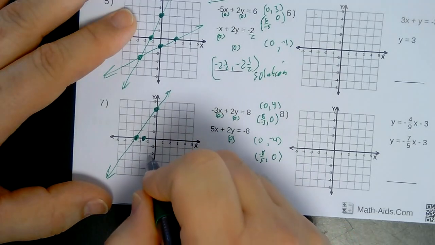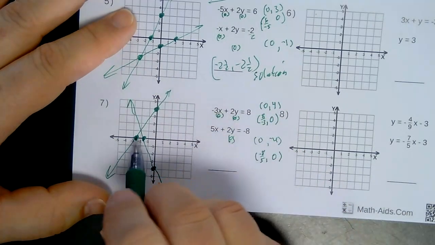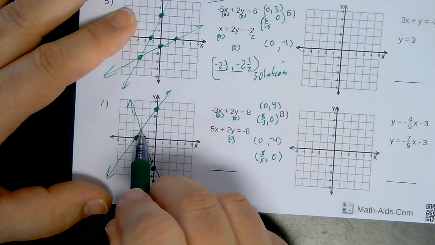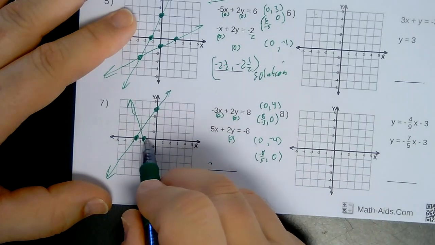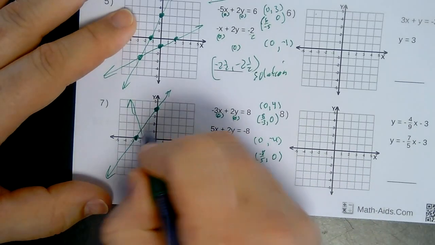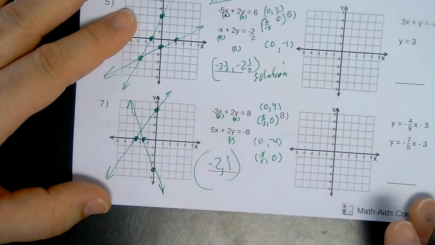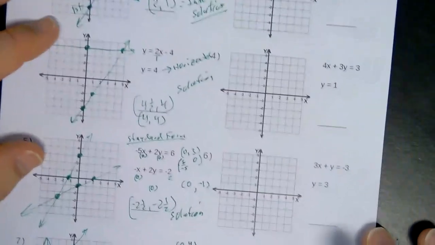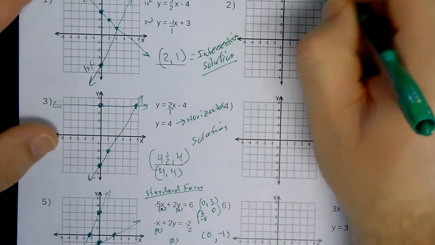So you draw your line as best you can, shoot it up through there. And it looks like the intersection is going to be at negative 2, 1. Again, going back here, negative 2 and up 1. There's my intersection. Okay, so there's my solution. Alright, I'm going to let you finish the rest of these by graphing. You can also use Desmos at any time.